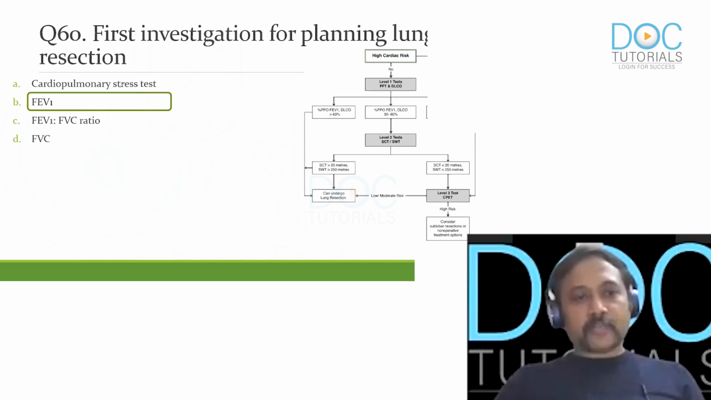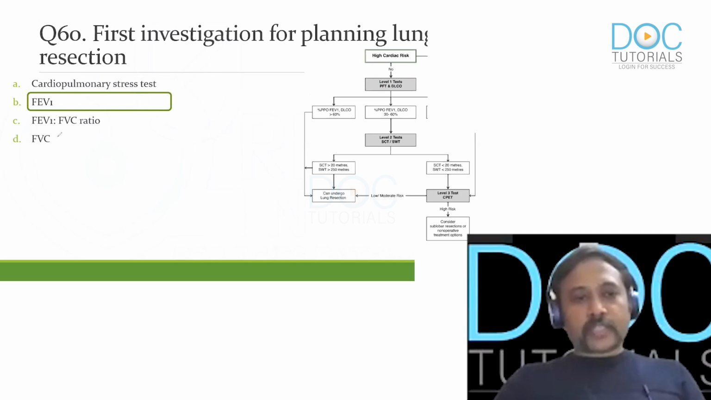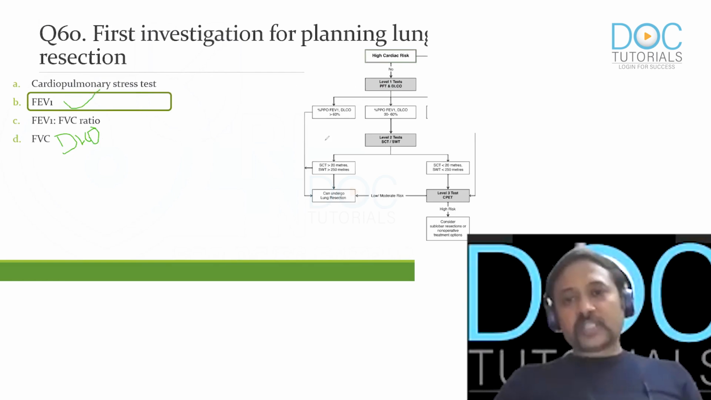So I will still say, even if DLCO is given among the options, suppose FEV1 by FVC is not there, or instead of FVC here it is mentioned as DLCO, even in that scenario, I will still go for FEV1 as the option. Why? Because the first test which will be done is still only a pulmonary function test, where you will look at the predicted postoperative value of your FEV1.